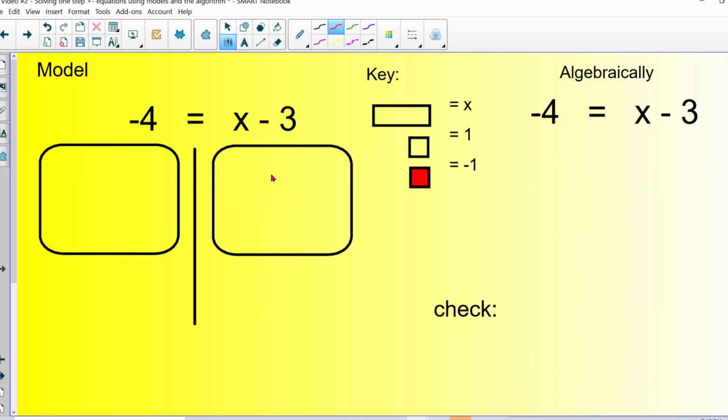Now I want you to try this one on your paper. You're going to need to draw the models using the key and then figure out what you need to get rid of. So x is by itself, draw that. And then come over here and do the same thing but algebraically. All right, so you're going to write those steps as well and make sure you check it. All right, let's go ahead and pause the video. And when you're done, answer the questions and watch all the way to the end.